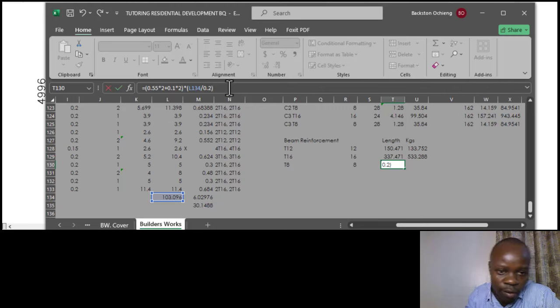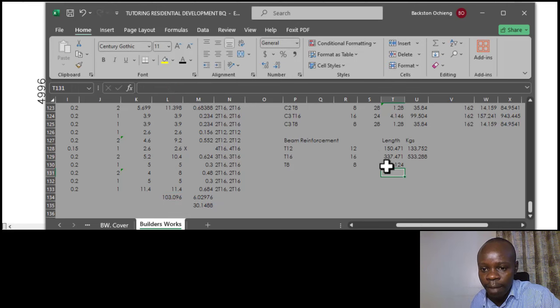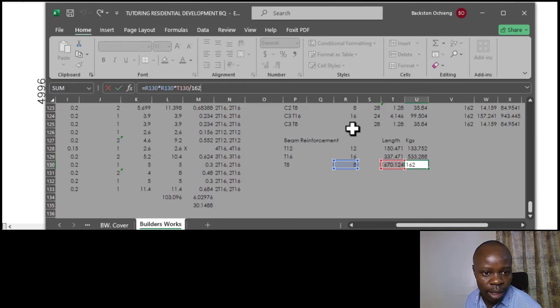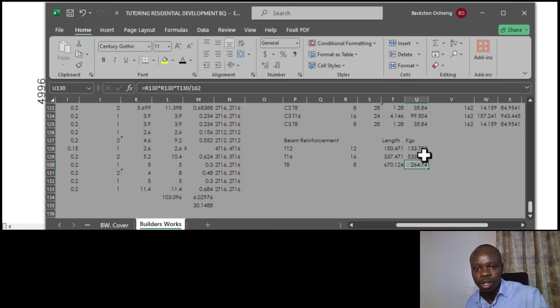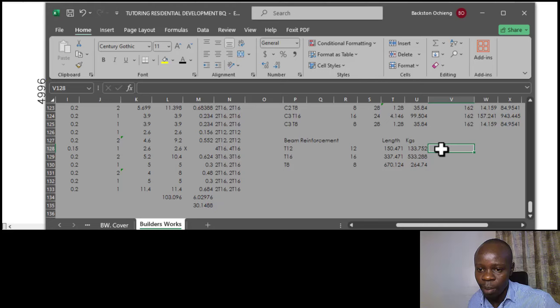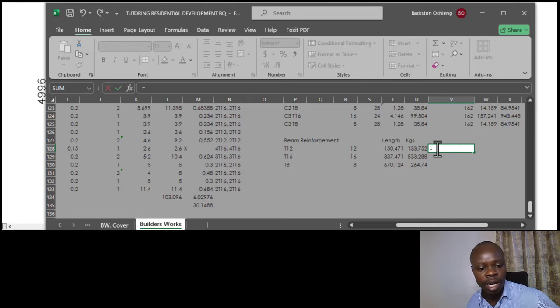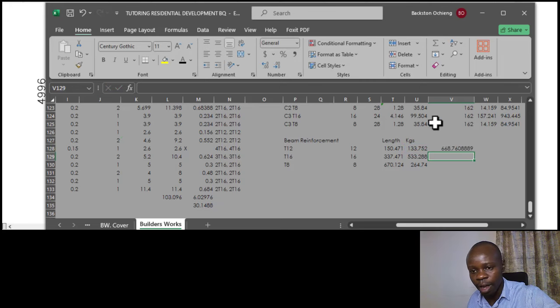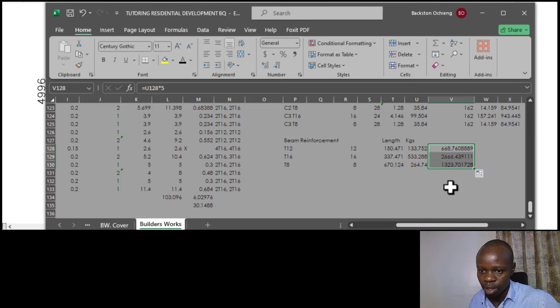So this is the length of one link times the number of links that you have. That should give us the total length for those links. When we do that, we can get the kgs in that manner. So all this is giving us the kgs for the beam reinforcement for one floor. But we need it for all the floors, which are 5 in number, so we'll just take the kgs for one floor and multiply by 5. So that is how it goes.